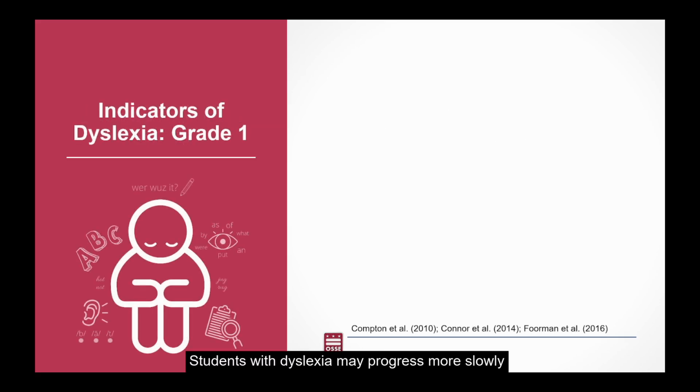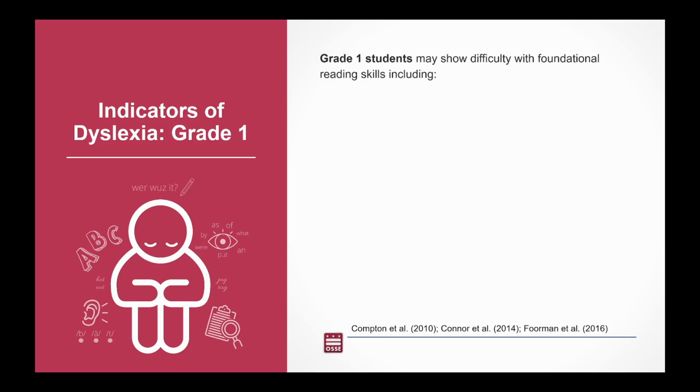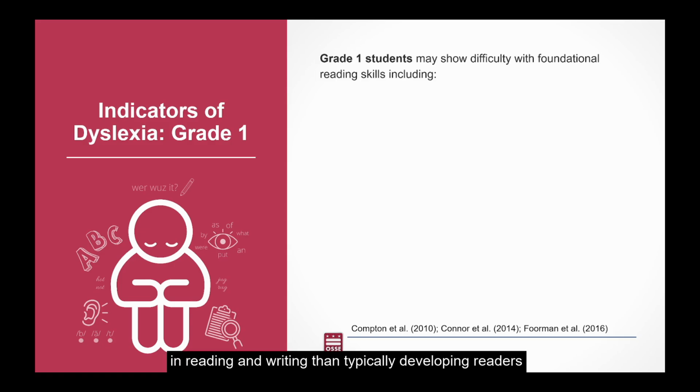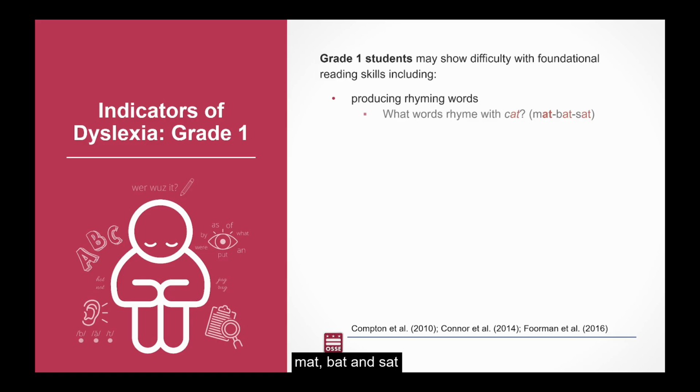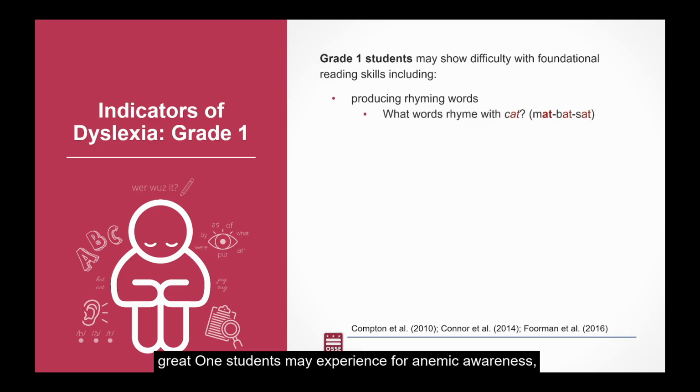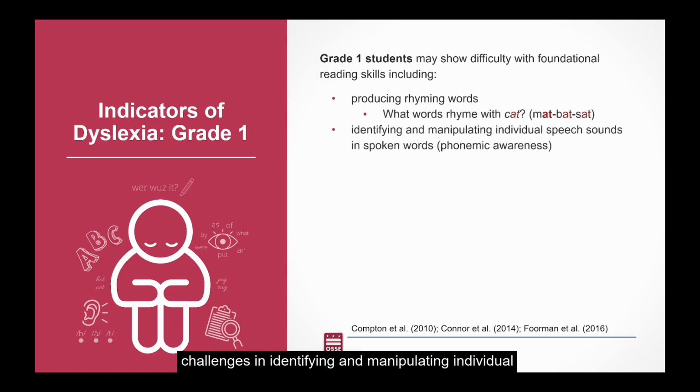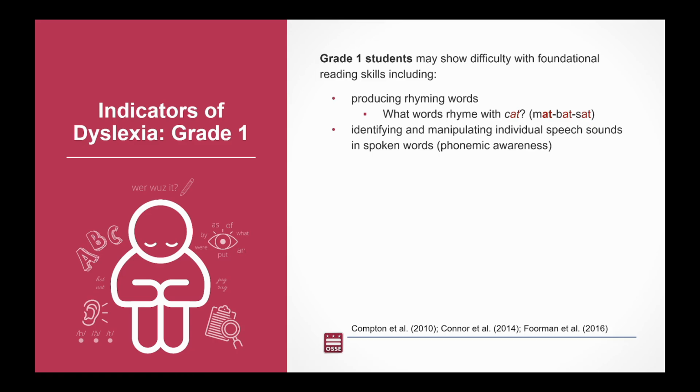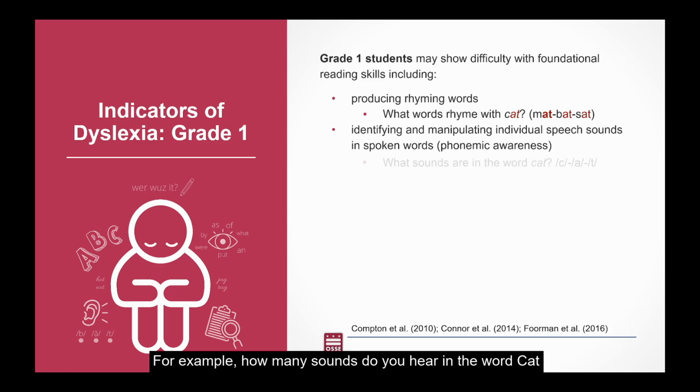Grade 1 students with dyslexia may progress more slowly in reading and writing than typically developing readers, and continue to struggle with phonological processing skills such as rhyming words such as cat, mat, bat, and sat. Grade 1 students may experience phonemic awareness challenges in identifying and manipulating individual speech sounds in spoken words. For example, how many sounds do you hear in the word cat?